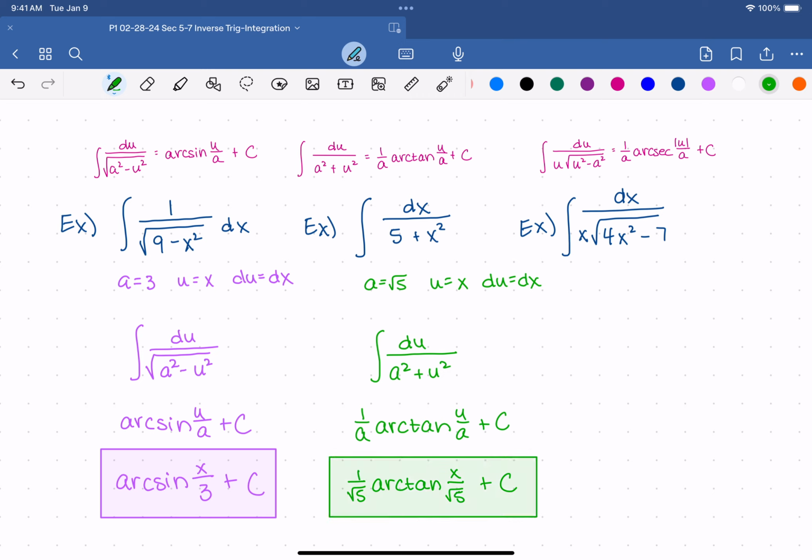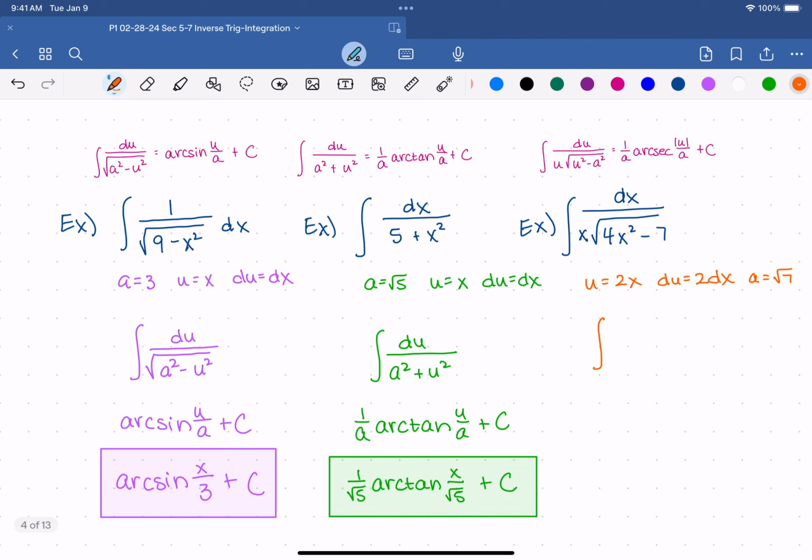All right, let's do the last one. So we've determined that this was arcsecant because it was the variable minus the constant, so we know it's arcsecant. U squared is 4x squared, so the square root of that will be 2x. That means du is 2 dx. Don't forget the du's and dx's, those are important. A squared is 7, so a is the square root of 7. So let's see what happens when we plug in here.